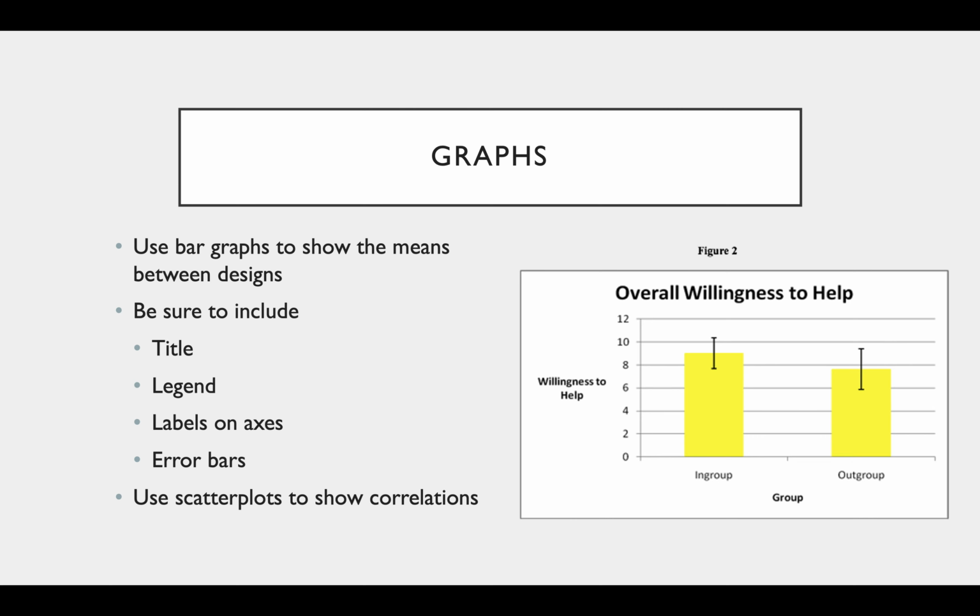Even with a figure, you want to make sure that you're including a title, some kind of a legend to explain what your different colors, your different groups are. You want to make sure to label your axes. And if you have a bar chart, you make sure to include your error bars. The error bars are those up and down bars on each group there. So you can see the in-group and the out-group, the big yellow blocks there. They have the black vertical bars on them. Those are error bars. So you definitely want to make sure to include those as well.